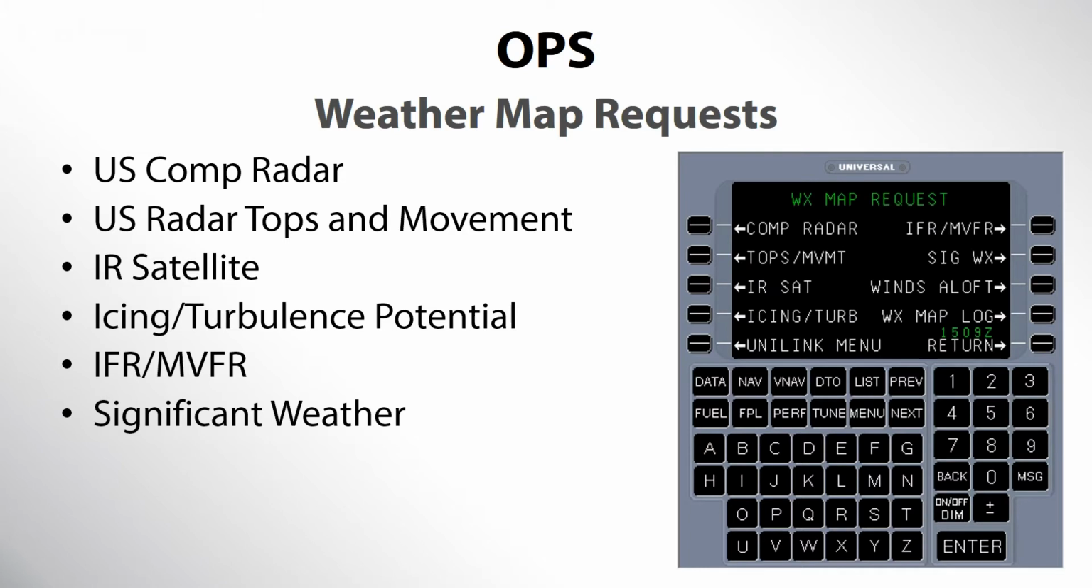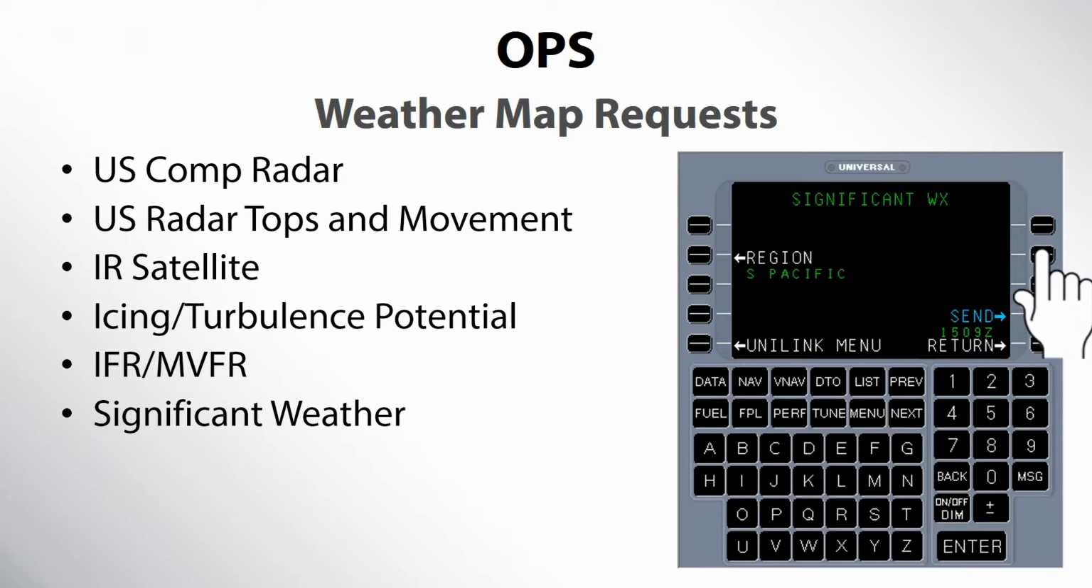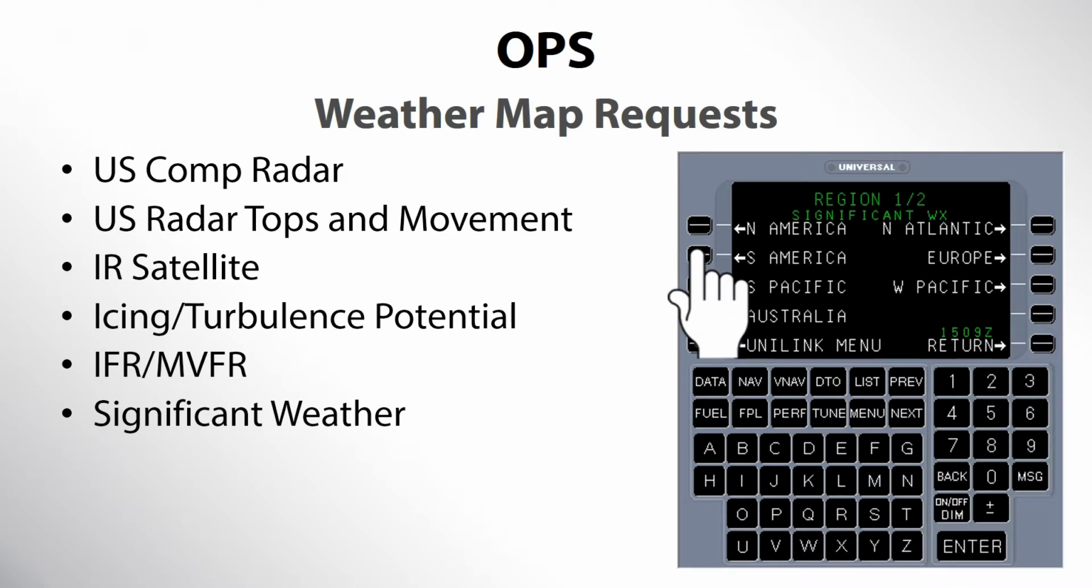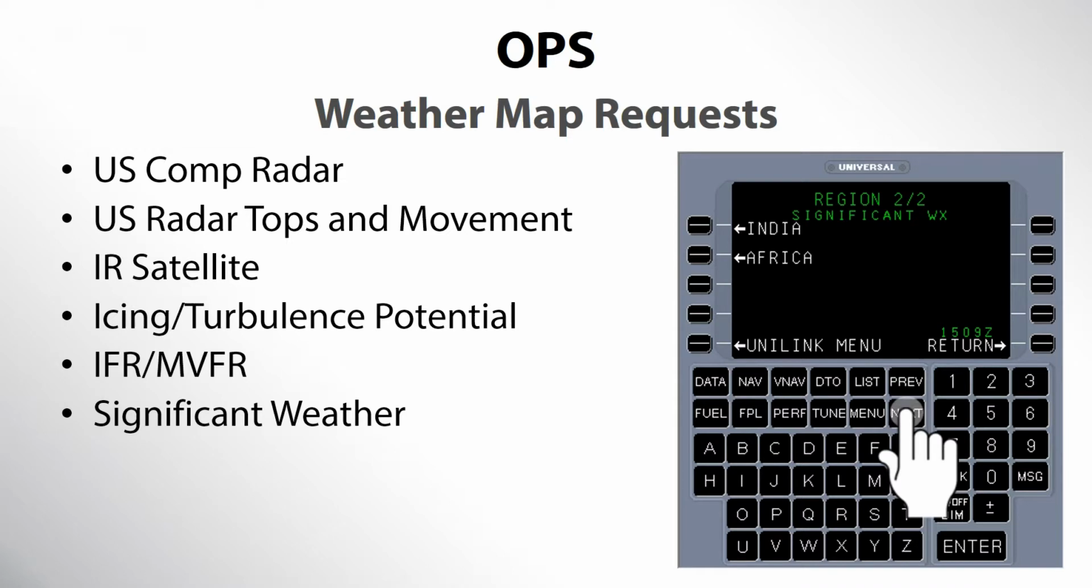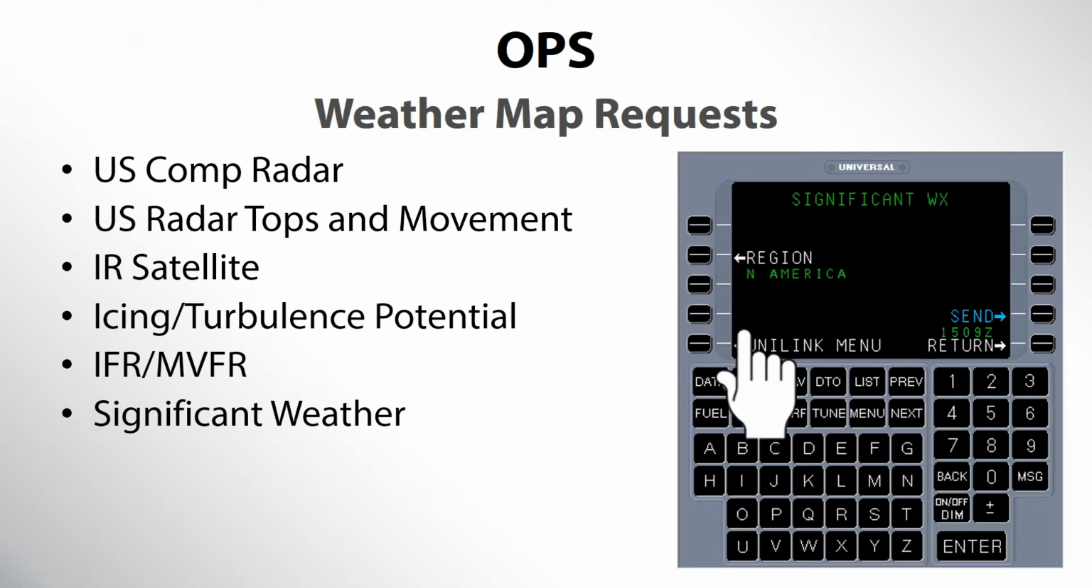The Significant Weather page allows the user to request high-level significant weather maps. To request a significant weather map, you need only select a region. There are 2 pages of regions. The last selection will remain through system power cycles. Press Send to place the request in queue for transmission.